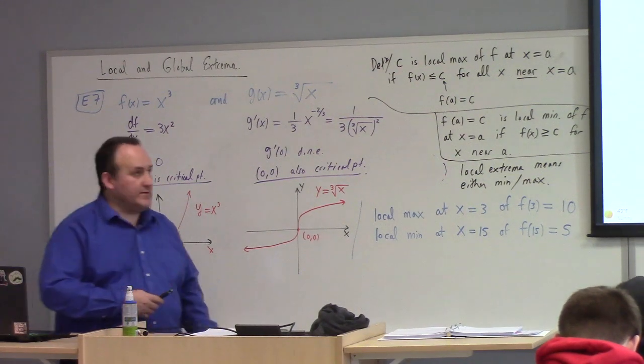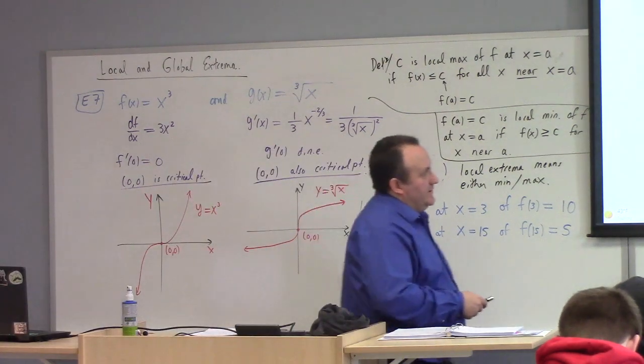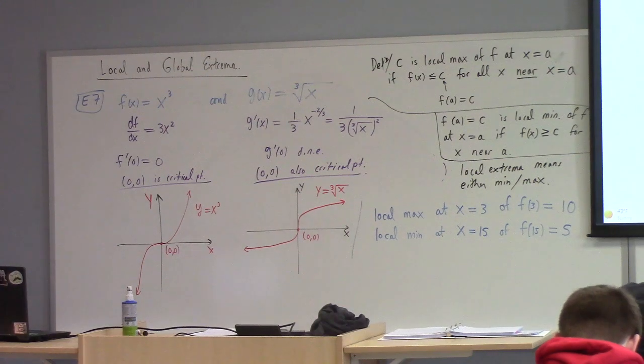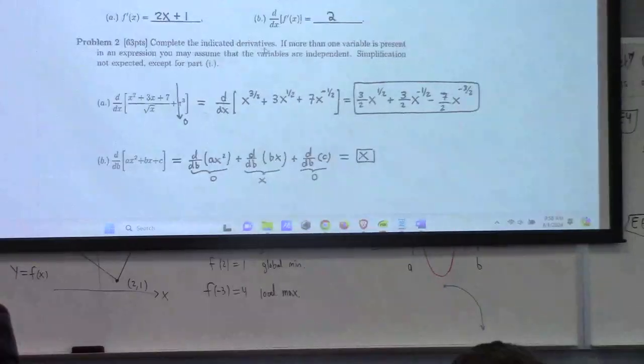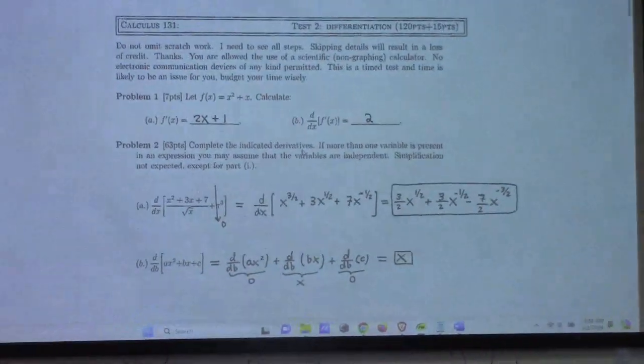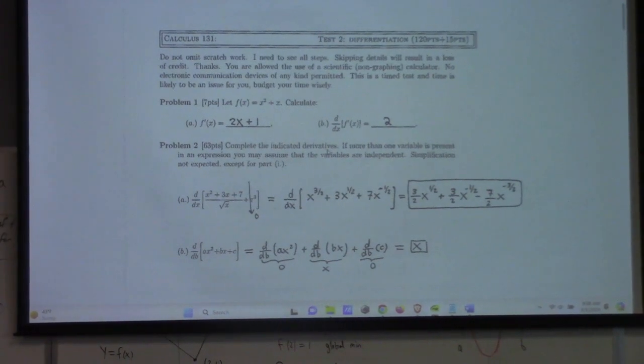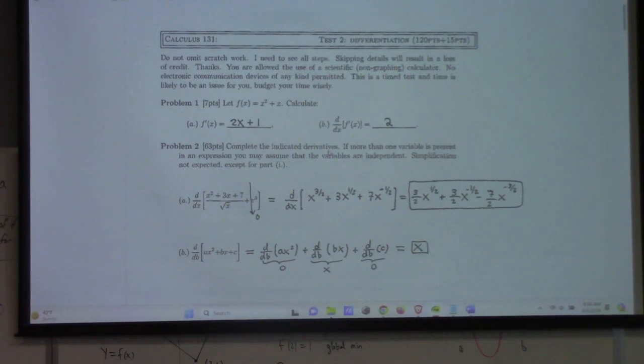Now, let's just go through the test real quick. Almost without exception, everybody got problem 1 right. Some people didn't quite pick up on the differentiation for the second part there, but for the most part, you guys got that one. If you didn't get problem 1 right, that one is certainly the easiest one to fix.